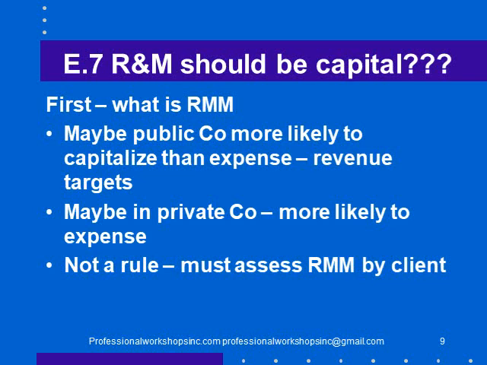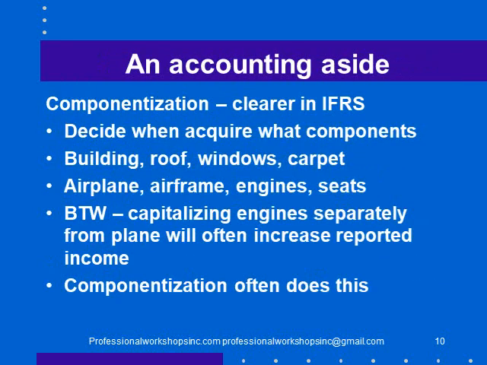You have to know about your public company, and you have to have done a risk assessment procedure to see what repairs and maintenance is compared to last year. And only then can you make a decision on what you should do. Now, an accounting aside, componentization. It's clearer in IFRS than it is in Canadian standards, but what it requires is when an asset is acquired, the company, the client, must decide on acquisition what the components are and what their depreciation rate or period is going to be.